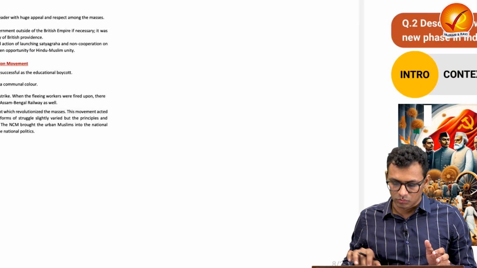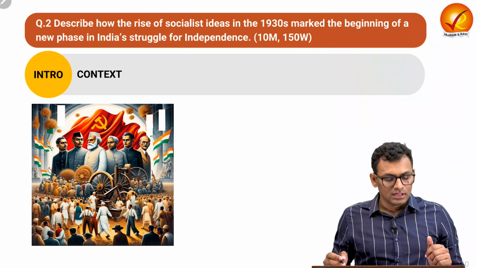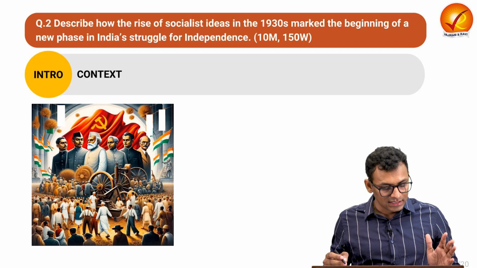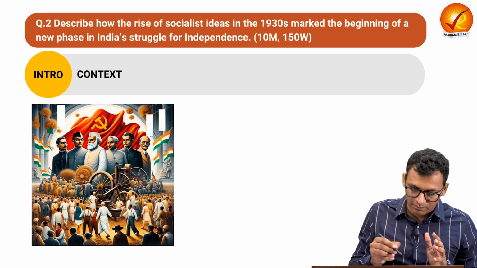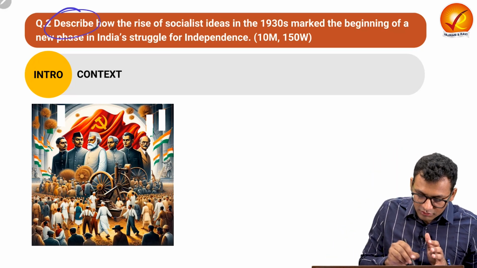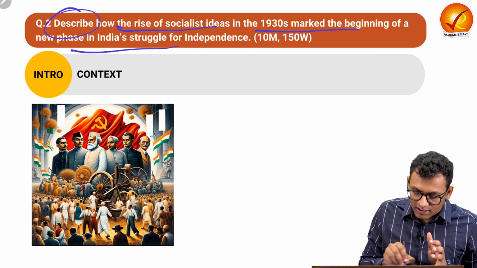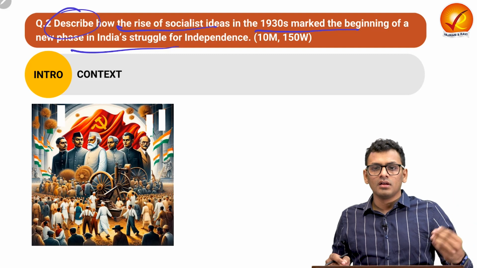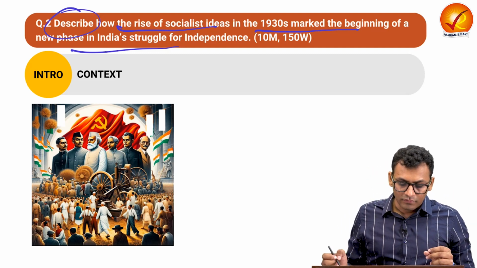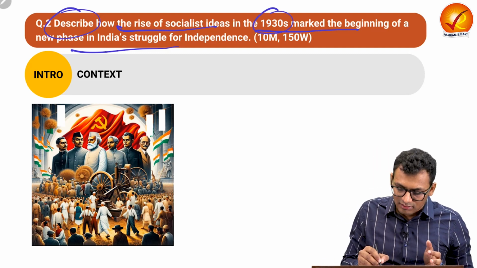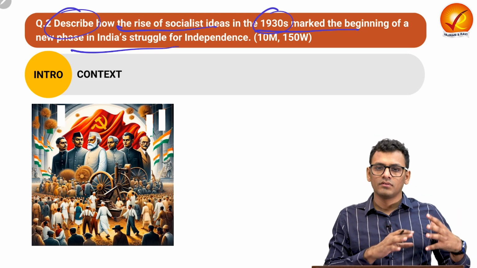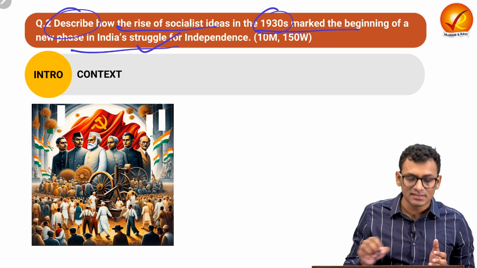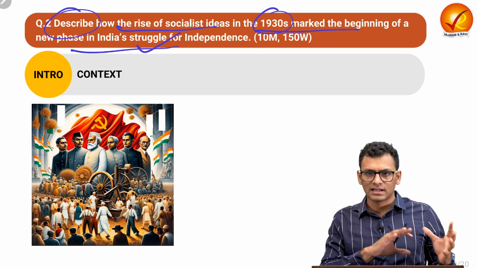Let us see question number 2. Let's read question number 2 together. Describe how the rise of socialist ideas in the 1930s marked the beginning of a new phase in India's struggle for independence. Again, we have to see that this question is demanding a very specific idea about the rise of socialist ideas in the 1930s and how it was a pivotal point. It disrupted India's struggle for independence and led to a new phase for the entire movement.